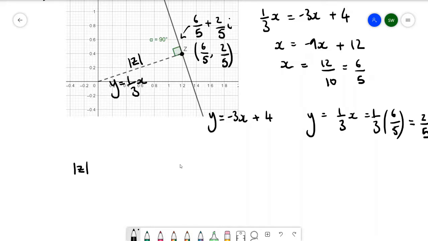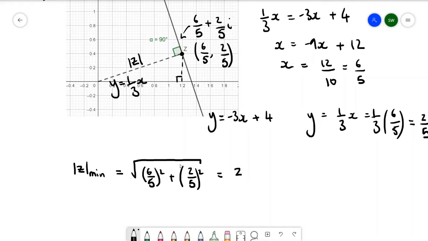So modulus of z, when it's at a minimum, is going to be the square root of the x coordinate squared, or the real part squared, plus the imaginary part squared. We're basically drawing a right angle triangle like that. And we'll get 2 root 10 over 5.